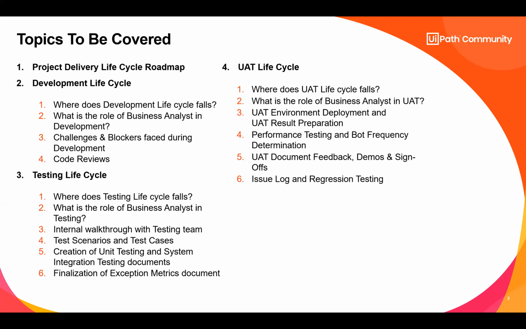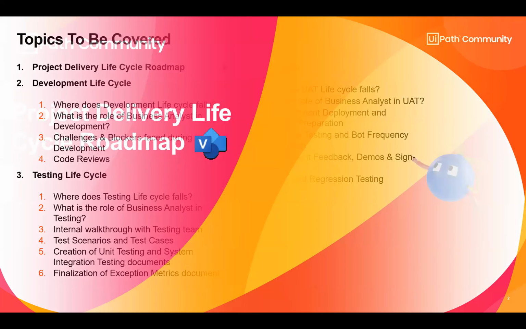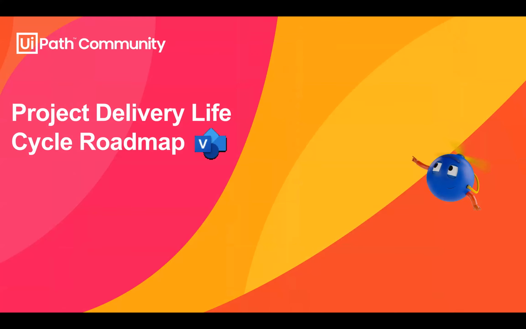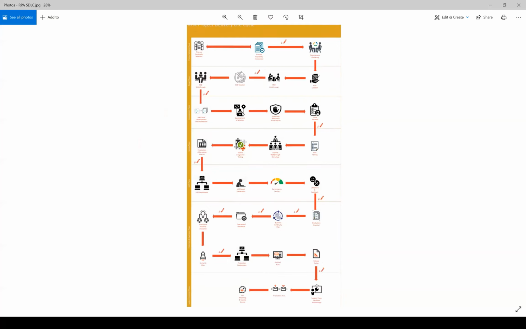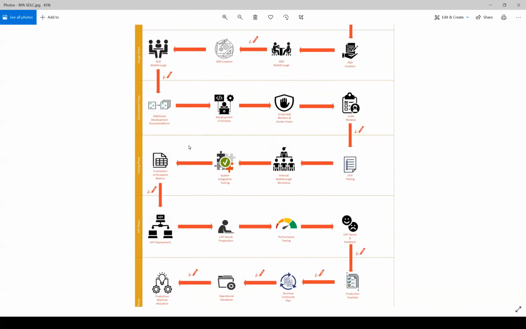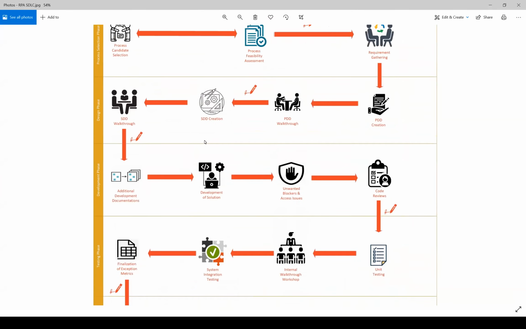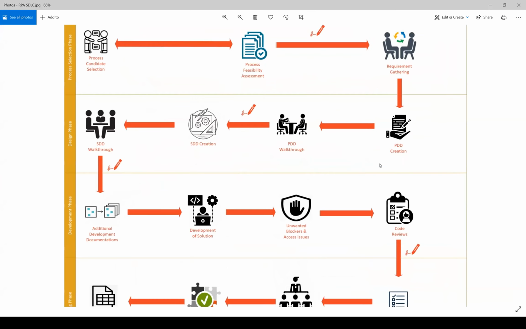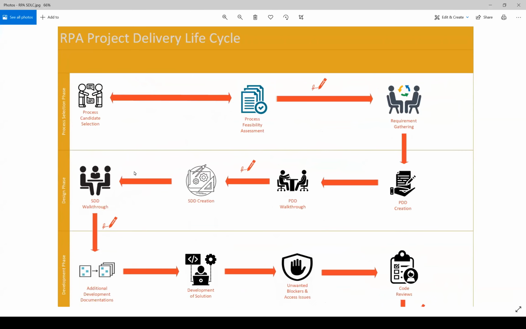Okay, so these are the topics that we'll be covering, and we will first start with the project delivery lifecycle roadmap. Taking you to the project delivery lifecycle roadmap, I will just show you a very small diagram to revise some of the concepts. If you can see my screen, here I have mapped a very generic diagram, and I think we have all covered some parts of this diagram till now.